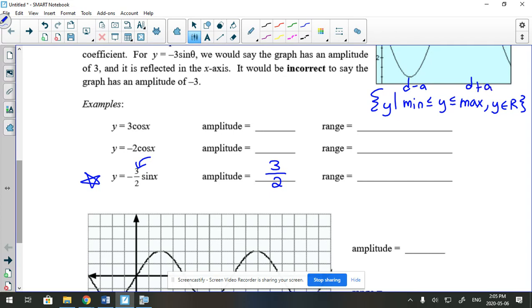So we can even use that here. My range here with the amplitude of 3 over 2 means that it's going to go up to a peak of 3 over 2 and it's going to go down to a minimum of negative 3 over 2. So right away I can write my range out for this one.